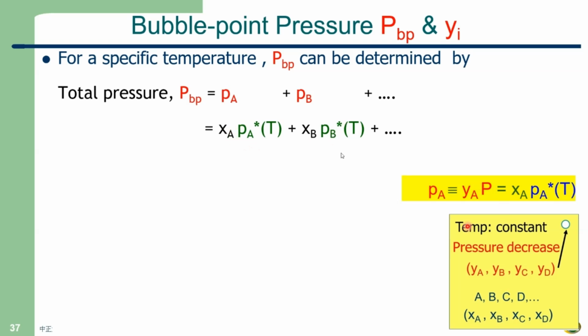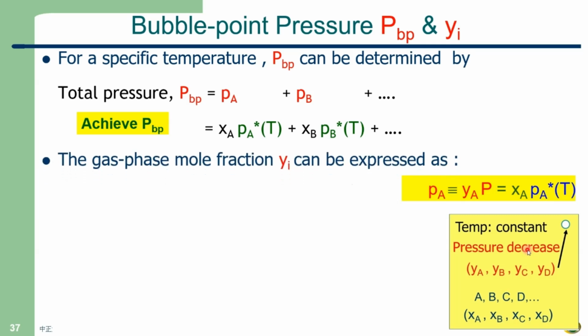You put in Raoult's law, and because you know the temperature, you know the vapor pressure. And because xA, xB are known, since it is the liquid phase, immediately you will get the bubble point pressure, the total pressure. So you can calculate this easily, as long as you know the composition of the soda water, the salt or sugar, something like this. So the gas phase molar fraction, y, can be expressed as what? If you know the bubble point pressure, what's the next thing you want to know? The molar fraction, right?